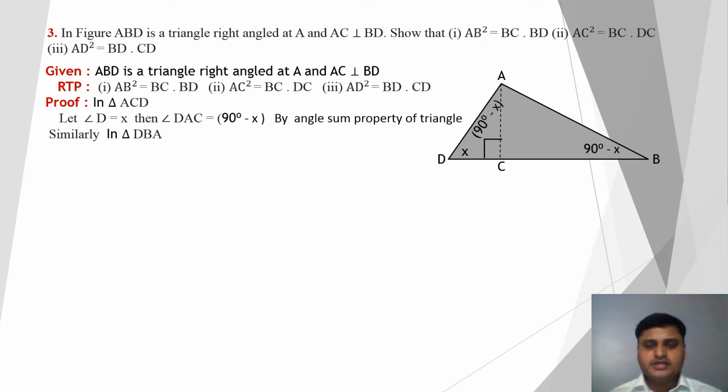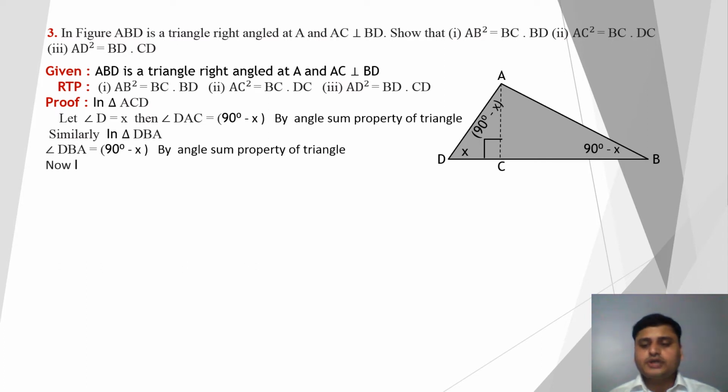Similarly, in triangle DBA, again we will use angle sum property. So we will get angle DBA is equal to 90 degree minus X by angle sum property of a triangle, because angle D we assumed as X and angle A is given 90 degree. We will use this property in proving two triangles similar.